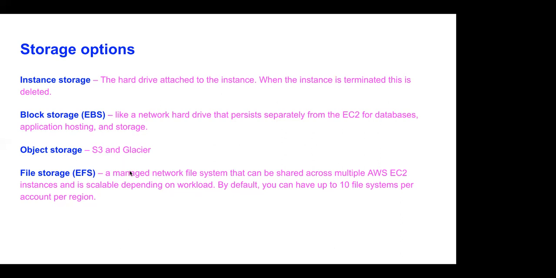Yeah, so a managed network file system that can be shared across multiple EC2 instances. So if you want to share something, okay, you have EC2 instances in multiple availability zones, and you want to share certain things. So for that, you can use elastic file storage. Yeah. So I think let's do a lab.